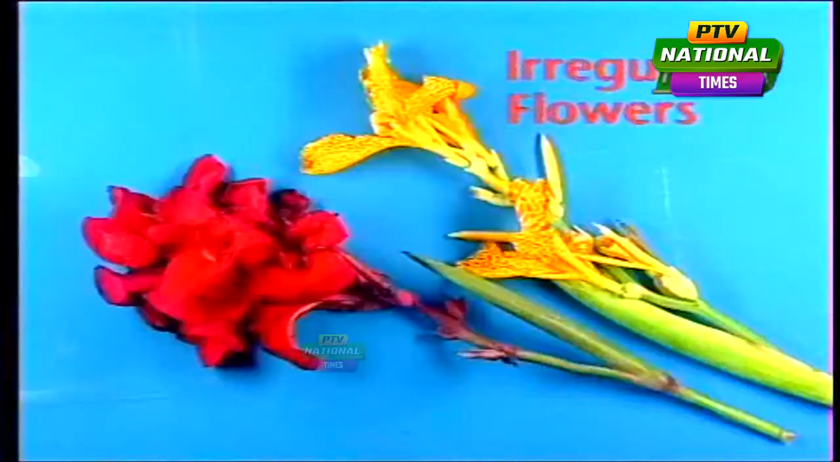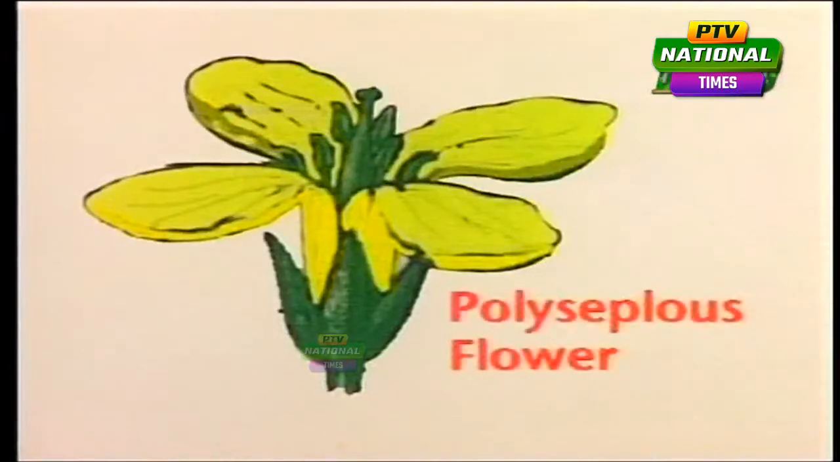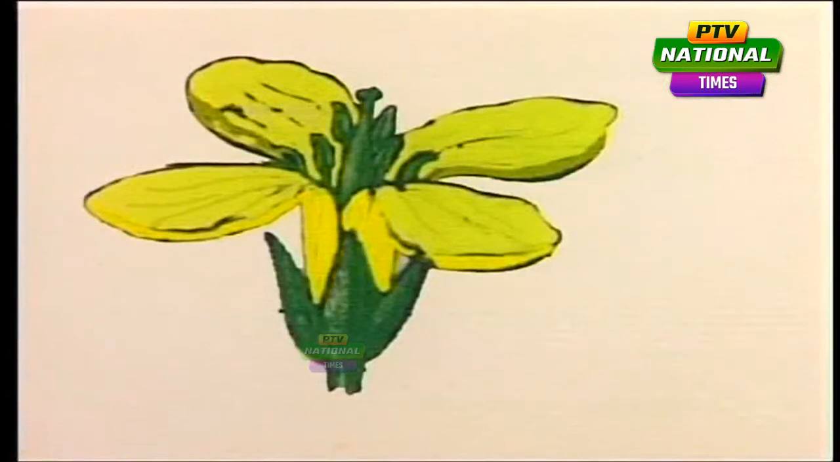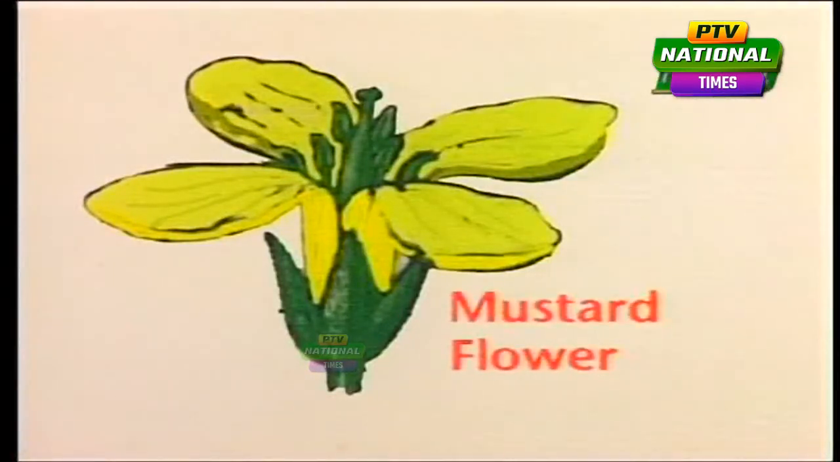Now next is asymmetrical flowers or irregular flowers. These are the flowers which can't be split into two similar halves by any vertical axis which is passing through the center of the flower. An example of that could be opuntia or canna. Polysepalous flowers. These are the flowers which have the sepals which are not united to each other or which are free from each other. An example of that flower could be radish and mustard.